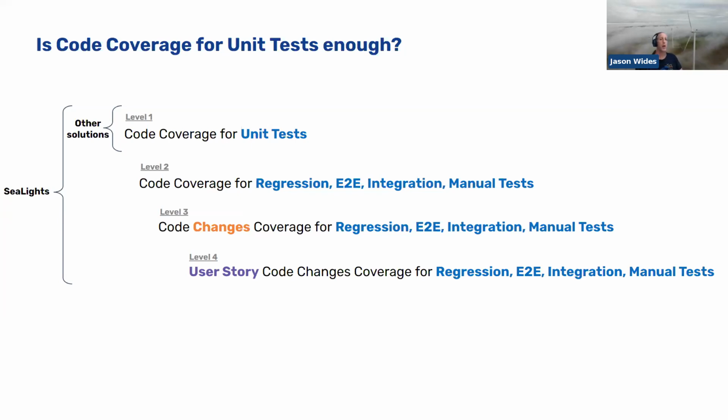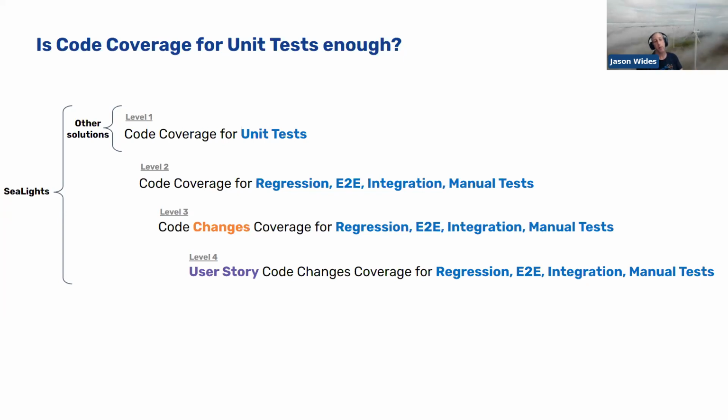Therefore, what you need are the higher level tests like regression, end-to-end, integration, and manual tests, at different levels based on the different areas you want to check, how close you are to production, and how overall you want to check everything. Sealights, of course, provides code coverage for any test stage: regression, end-to-end, integration, and manual tests.